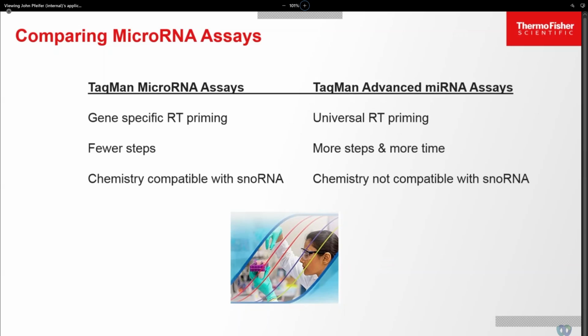Many researchers doing microRNA experiments will use small nuclear RNA as their normalizer. Not saying you have to. I'll talk about that a little bit later on. Whereas the advanced microRNA assay chemistry is not compatible with snoRNA.